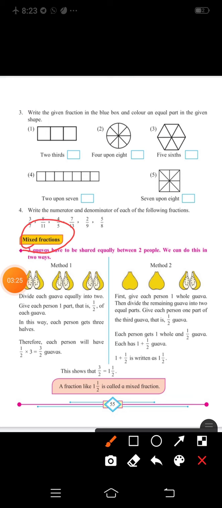See the next topic, that is mixed fraction. What is a mixed fraction? Now see, 3 guavas have to be shared equally between 2 people. Is it possible? Since it is 2 people, we can share it equally. One student will take 1. Now there are 3, so how can we do it? First they will get one each, then the remaining 1 is halved and they will each get half.